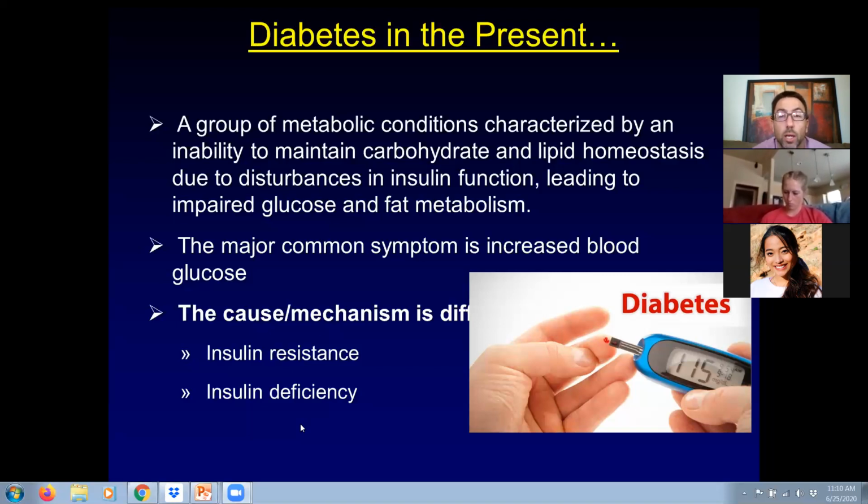Okay? If you are a type 2 diabetic, then you are what we call insulin resistant. So type 2 diabetics, and this is the most common form of diabetes, this is like 99% of all diabetics. Then your pancreas functions just fine. You make plenty of insulin.